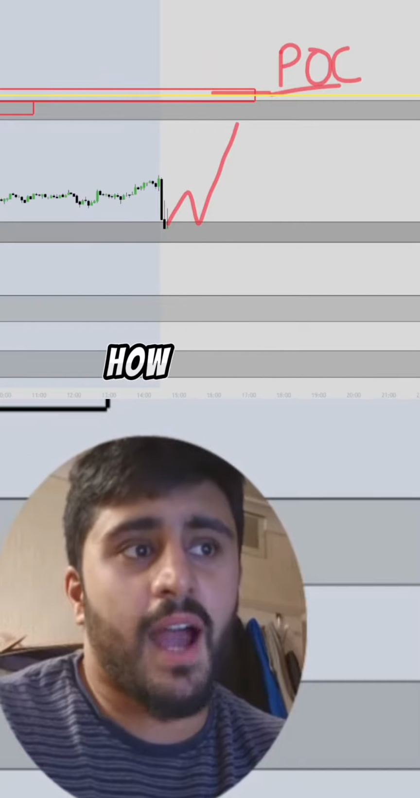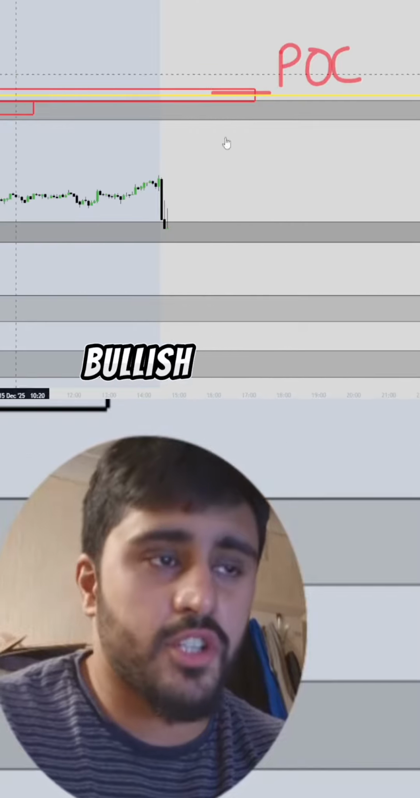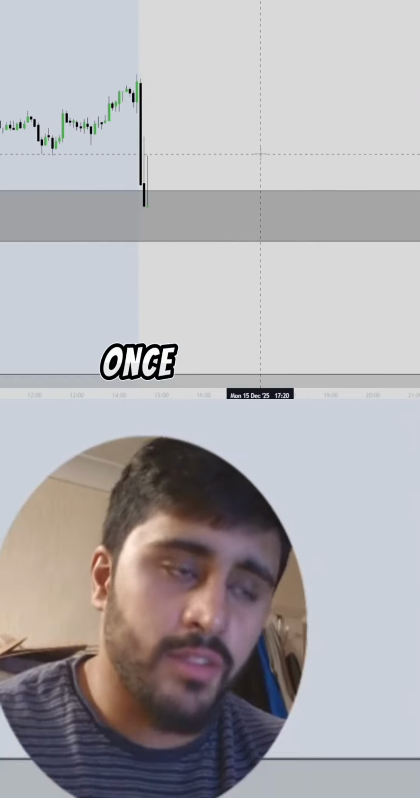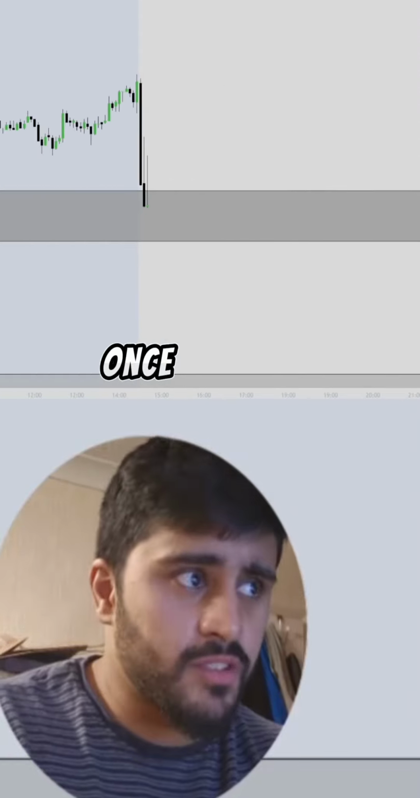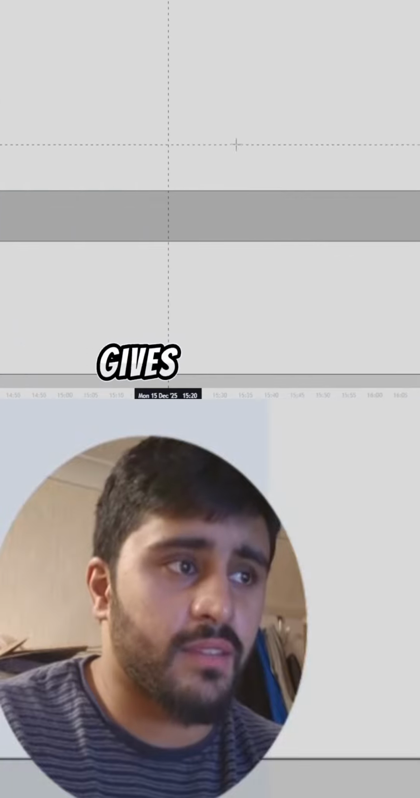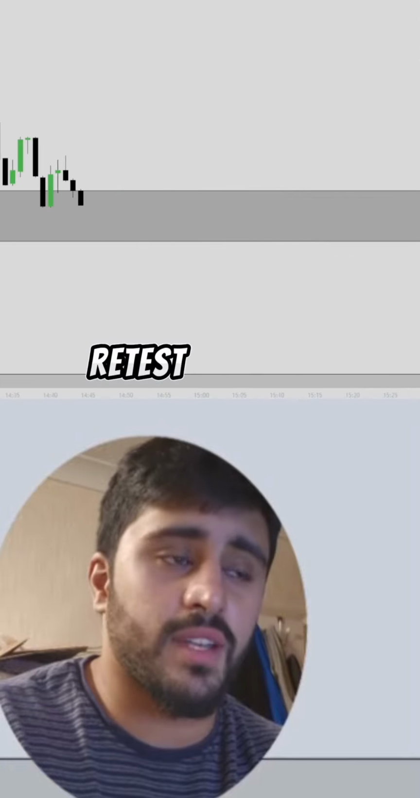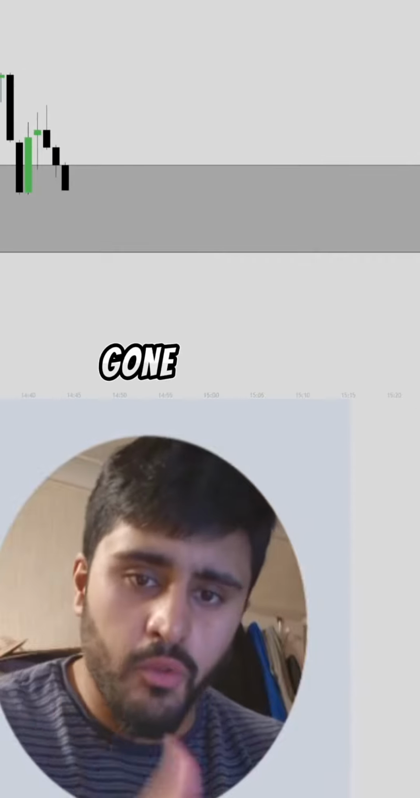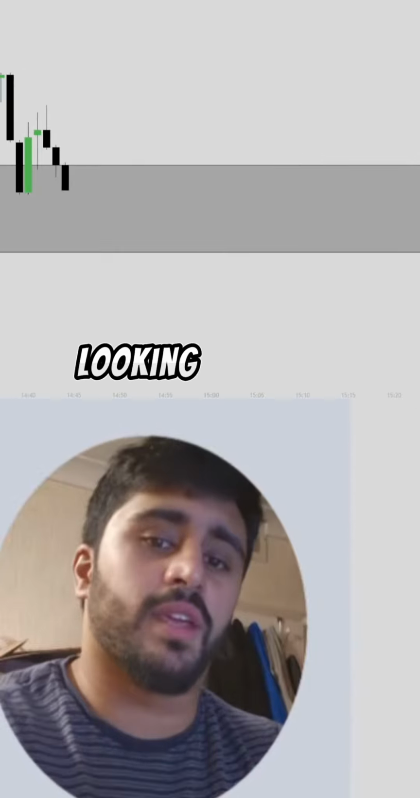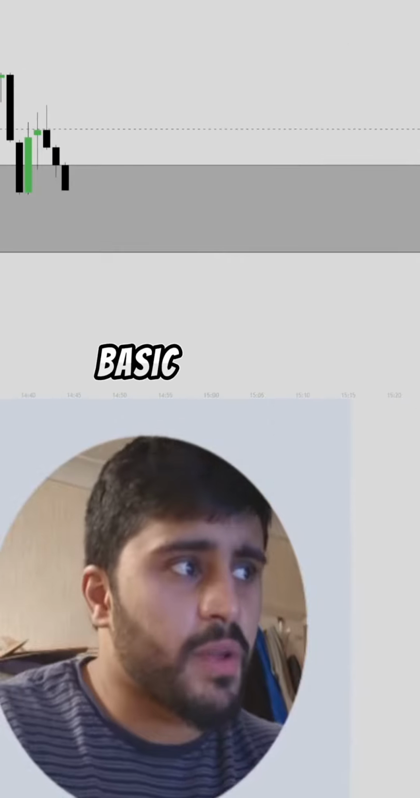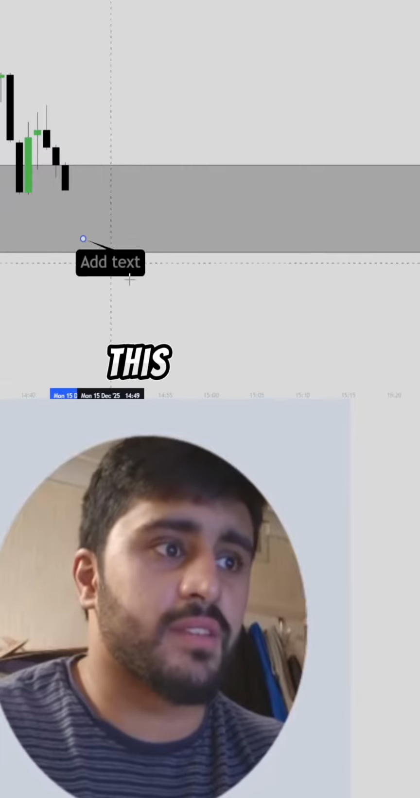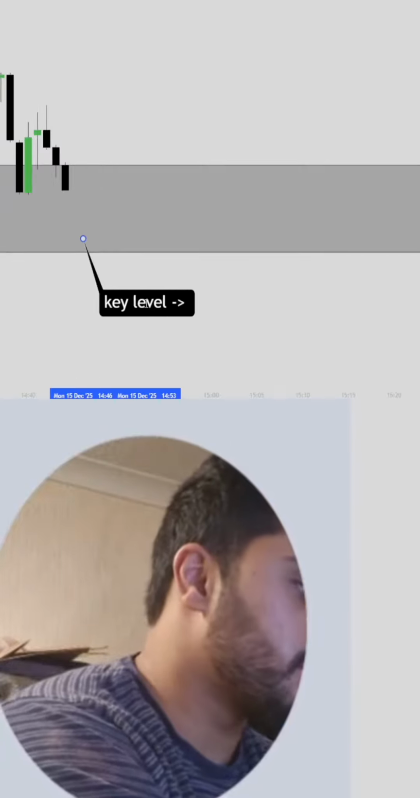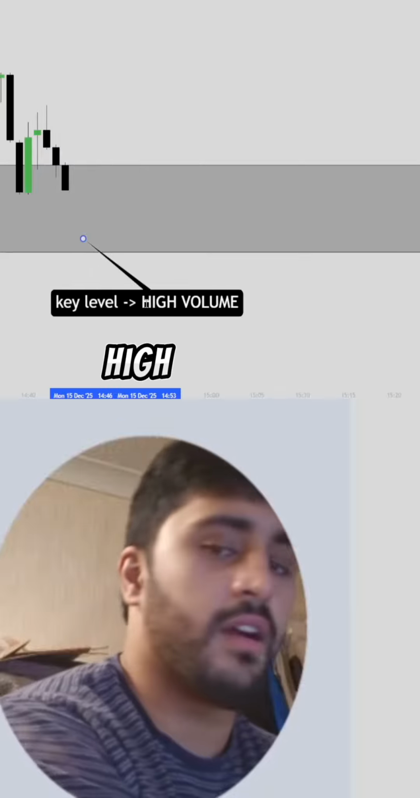So the question is, how do you know whether to take a bullish or a bearish setup? So what gives you the confirmation over here once the market opens, right? Once the market opens, the only thing that gives you true confirmation is a break and retest with order flow. So this is where the delta comes in. So we've gone through volume. We're now looking at delta. So the basic premise, or the way you want to think about this, is a key level in high volume.